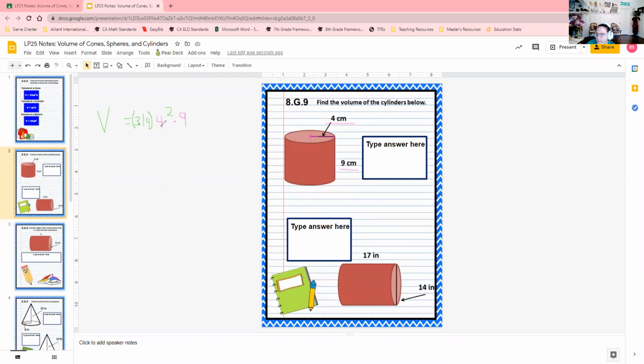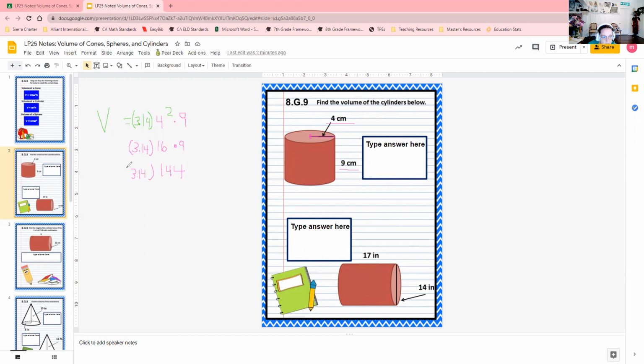So remember PEMDAS, parentheses, exponents. We want to start with our exponents. 4 to the second power, 4 times 4, that's 16. We're going to have 16 times 9 times 3.14. And just grab a calculator to help you out with this. 16 times 9 times 3.14. 16 times 9 is 144.